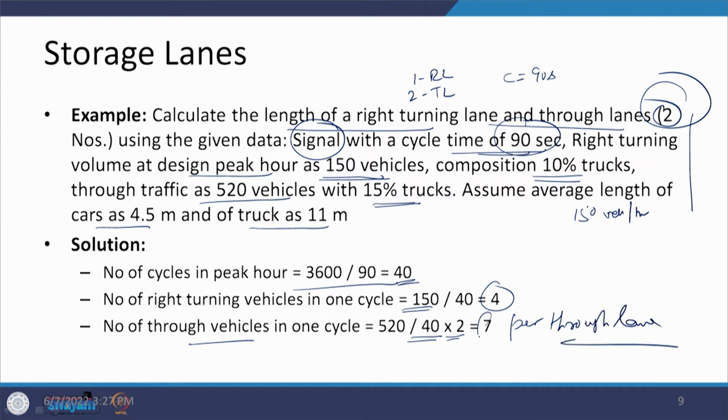So, now we have got the values. We have 4 vehicles in the right turning lane and 7 vehicles in the through lane. Now, we use the composition. There are 10% trucks in one case and 15% trucks in the other case, and the lengths are also being given to us.